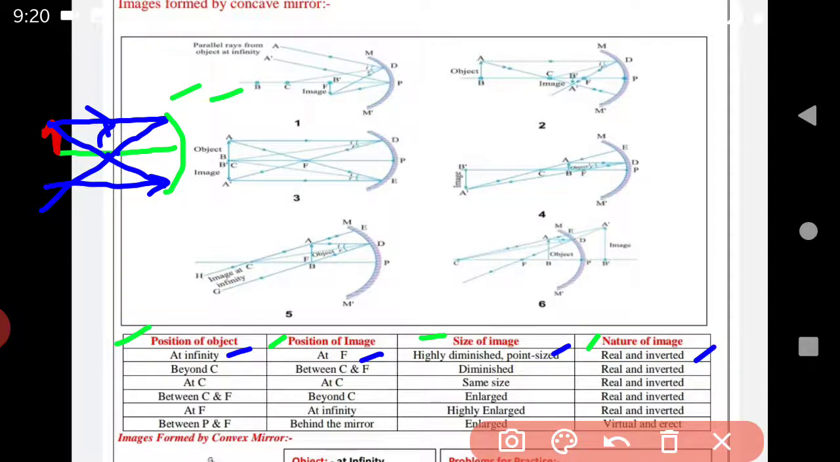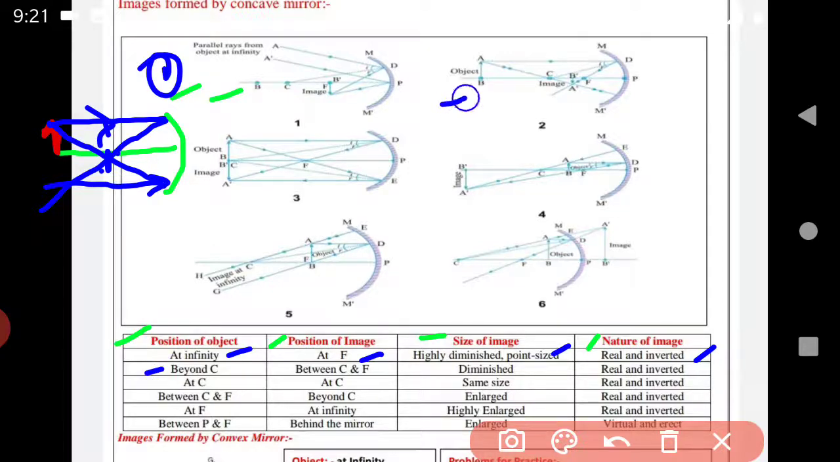As you see, the image is formed on the screen in front of the mirror, that means the image is real, and the image is in an inverted form. Okay, this is your first, that means the position of the object is at infinity. Let's take the another, when beyond C.